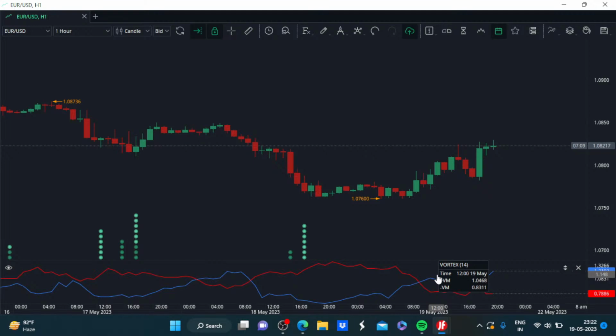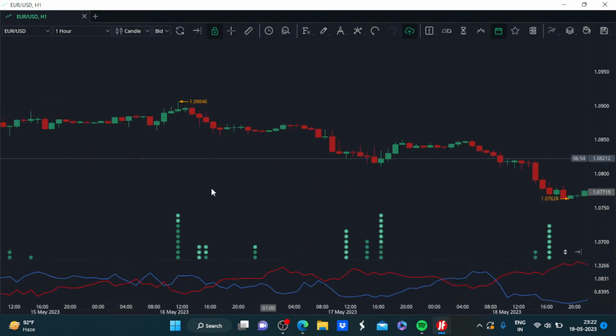This is the indicator's output with its input parameter defined at the default value of 14. So the last 14 candle periods are being considered while calculating this Vortex indicator's output value.